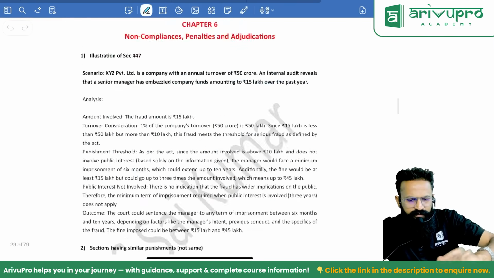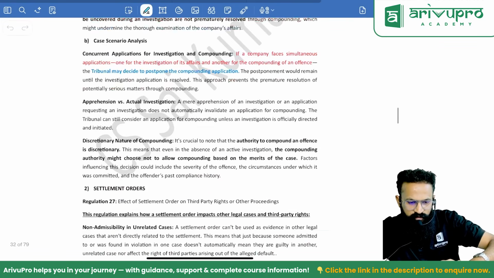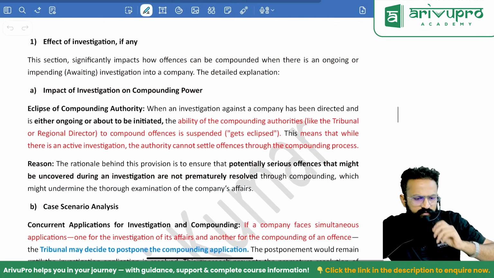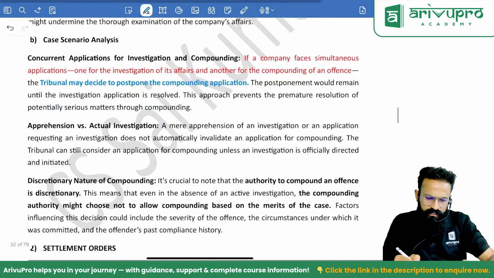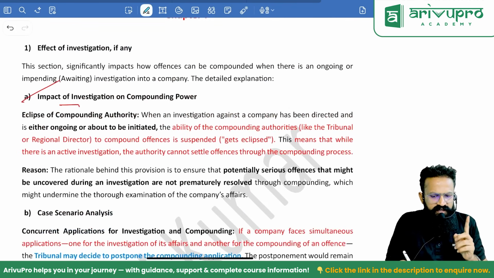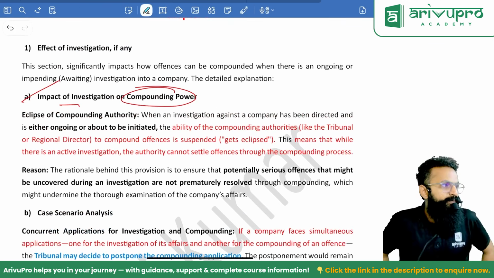In simple terms, people have tried to divide that into three different scenarios. Now, what is that scenario, sir? See here: effect of investigation, if any. I've tried to put it under scenarios. First one, impact of investigation on compounding power. What do you mean by that? RD and NCLT have the power to compound.